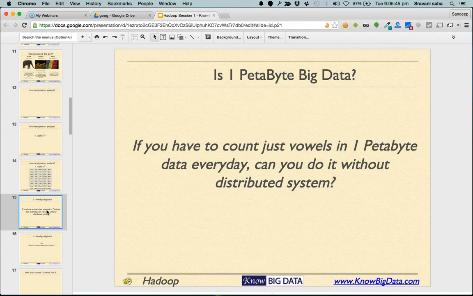So we talked about two things just now. How much is 1 petabyte, and we told that it's 10 to the power 15. And we also talked about what is big data. Big data is data that can be handled by distributed computing. Now, question to all of you: is 1 petabyte big data?